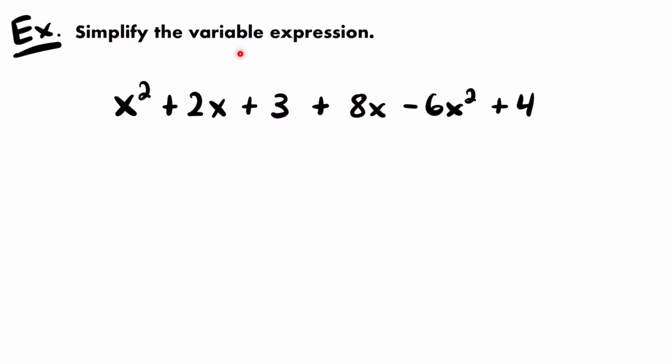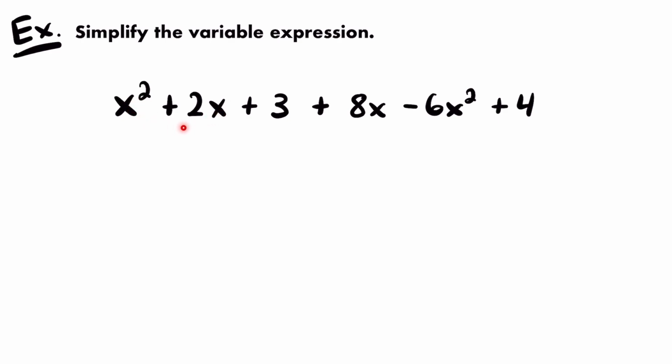Next up, we want to simplify the variable expression that we have right here. x squared plus 2x plus 3 plus 8x minus 6x squared plus 4. All right, so once again, the first thing that we want to do here is just identify if we have any like terms. And so starting with the first term, we have x squared. What we want to be looking for are any other terms in the variable expression that have that same variable part of x squared. Not just x, that would not be a like term. You want to look specifically for x being squared.